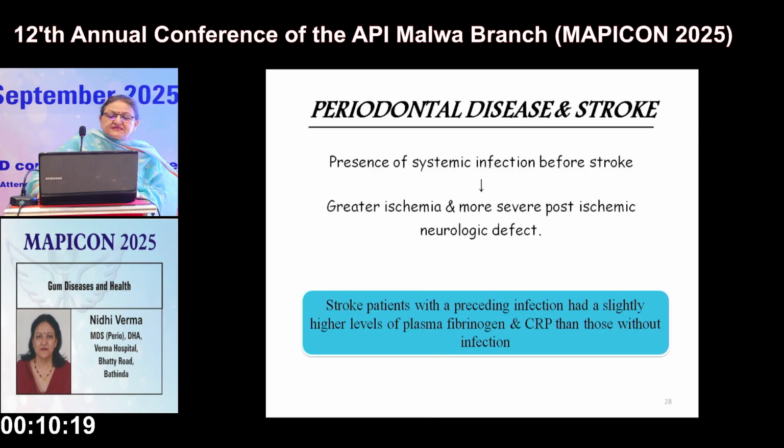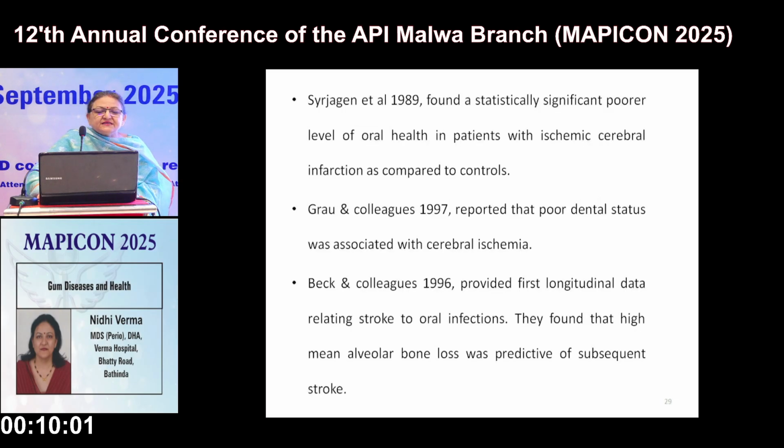Then there is periodontal disease and stroke. Presence of systemic infection before the stroke leads to great ischemia and causes the main post-ischemic neurological effect. Stroke patients are found with higher levels of plasma fibrinogen and CRP than those without infection. And these are the various studies.